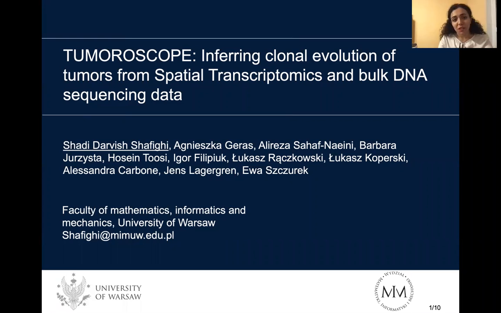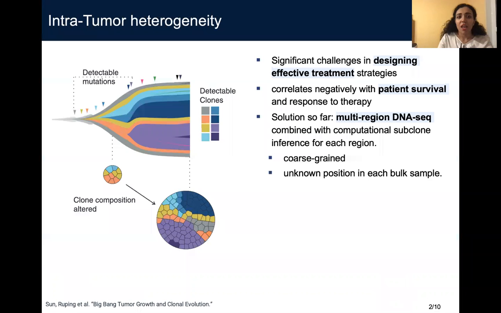It's my pleasure to talk about TUMOROSCOPE, which is about inferring clonal evolution of tumors from spatial transcriptomics and bulk DNA sequencing data. Firstly, I want to talk about intra-tumor heterogeneity. As you know, cancer is an evolutionary process, and it can be started by one mutation, and it will gain a lot of mutations, and it will produce a lot of clones during its process.